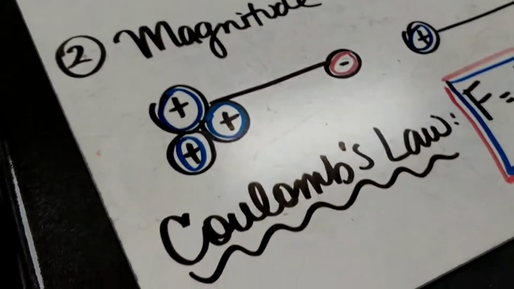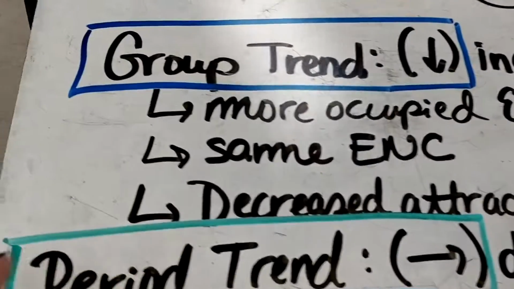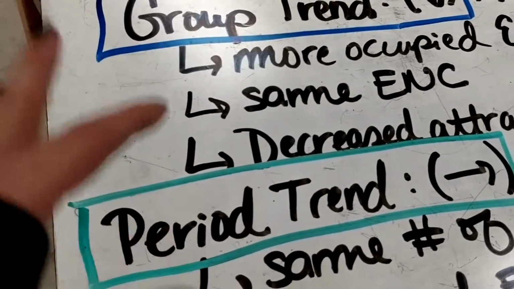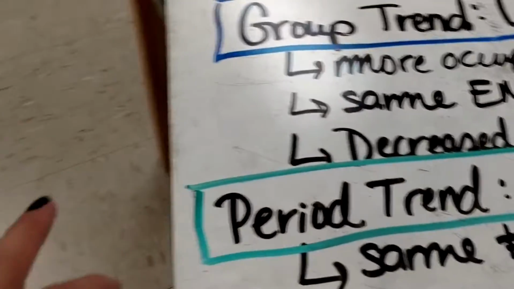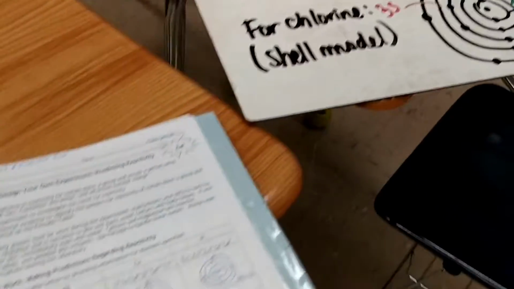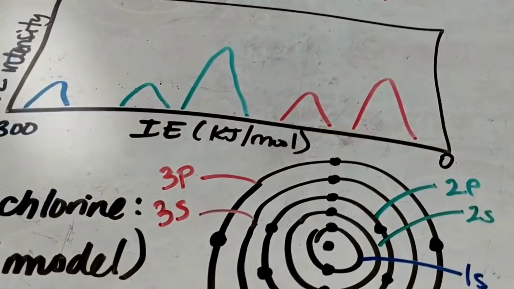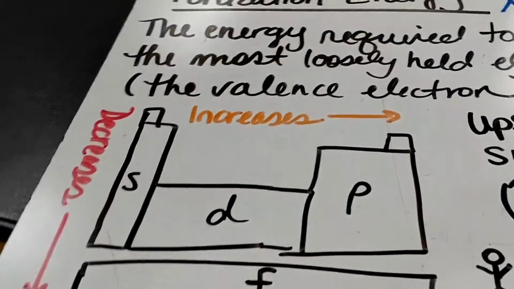Then we moved into Coulombic attraction and doing calculations with Coulomb's law. And then we went to atomic radius and calculating effective nuclear charge to help us explain the group trend. Then we went to photoelectron spectroscopy. And then we went to ionization energy.